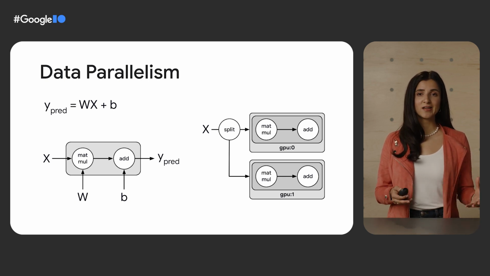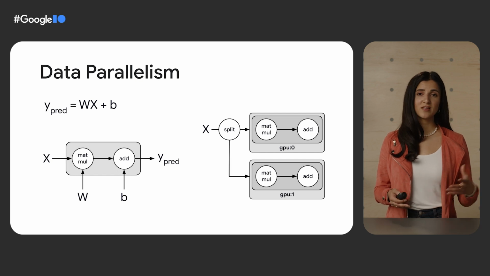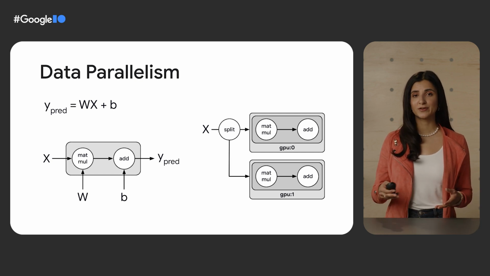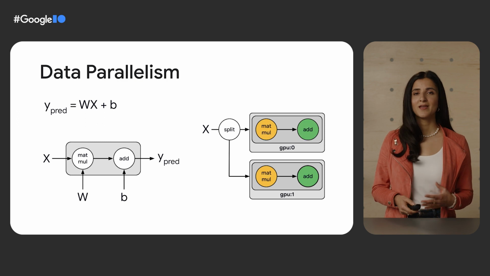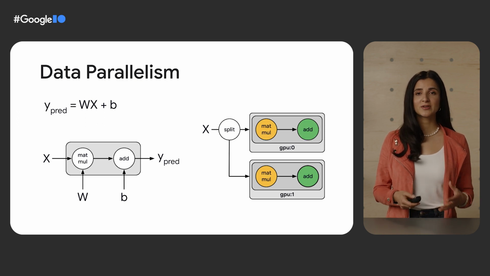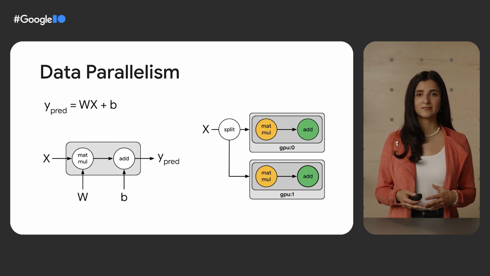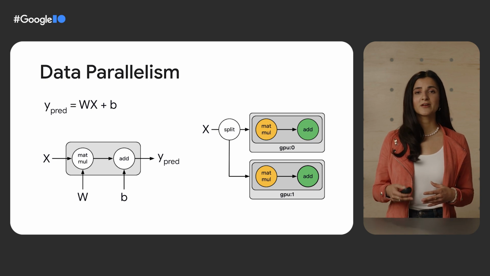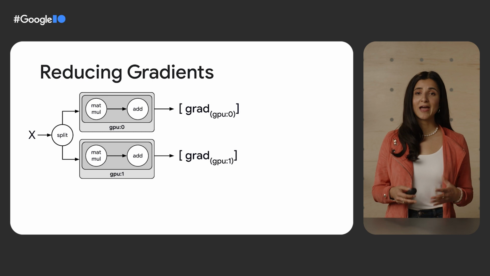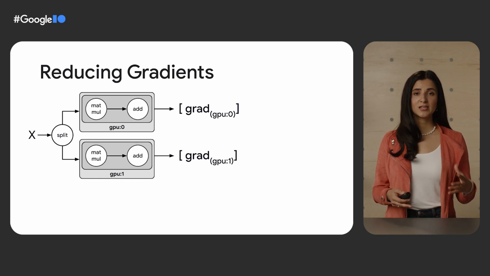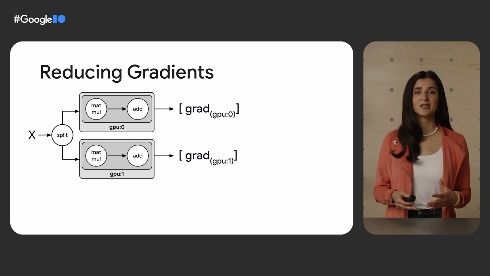The batch of data X is split in half. One slice is sent to GPU 0 and the other to GPU 1. In this case, each GPU calculates the same operations, the matmul and addition, but on different slices of the data. This means that on every step of our model training, each GPU performs the forward pass on a different slice of the input data to compute the loss. Each GPU then computes the gradients based on the loss function.